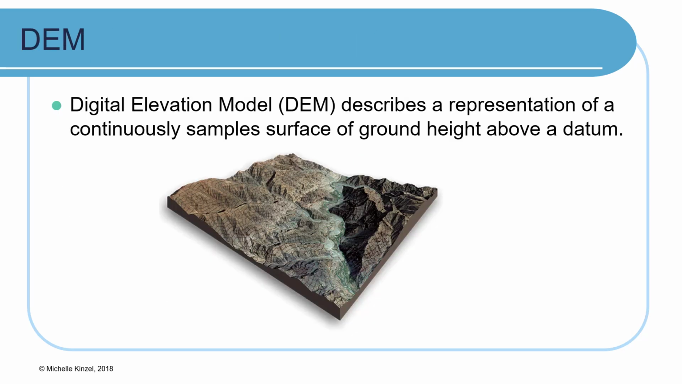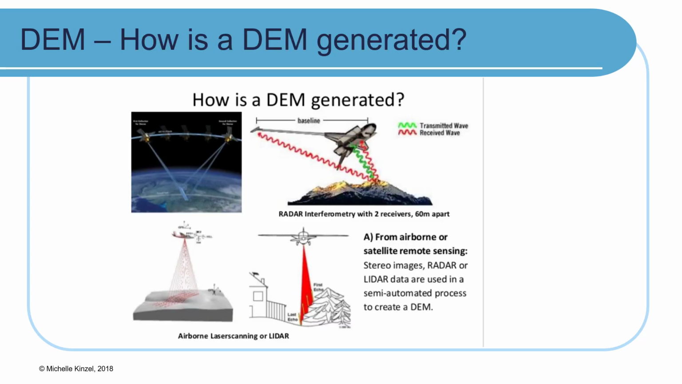A digital elevation model is a representation of continuously sampled surface of ground height above a datum, and it is a way to depict the variations of physical land features on the Earth. So how is it generated? With radar interferometry, there are two receivers, and you can see that there is a transmitted wave shown in green and a received wave shown in red.